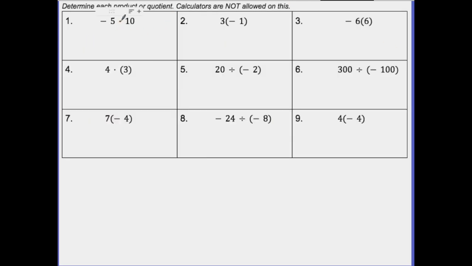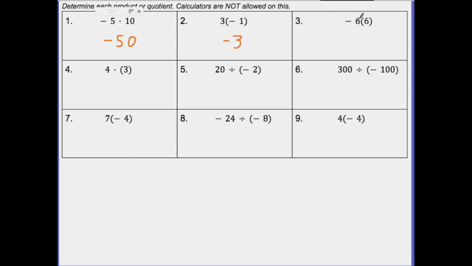Remember that when I see this little dot, that means multiply. A negative times a positive should be a negative. And then we do 5 times 10. So the only thing that changes is what the sign is going to be versus what we learned before. 3 times negative 1, so I get 3. There's one negative sign, so it's negative.